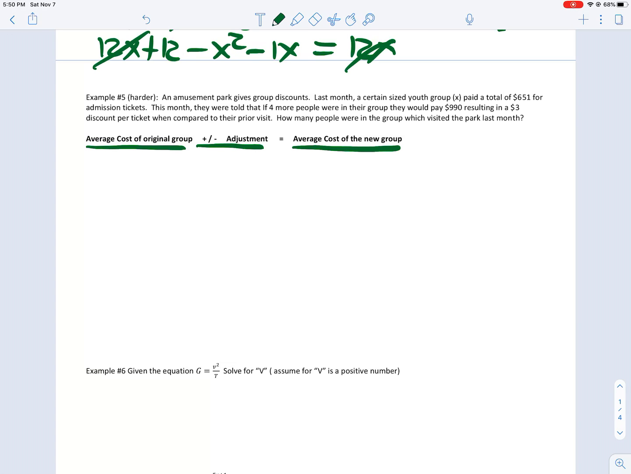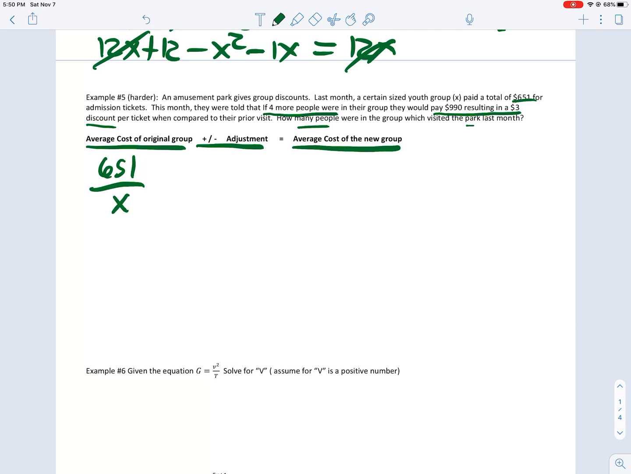This month, they were told if 4 more people were in their group, they would pay $9.90, resulting in a $3 discount. How many people were in the group that visited the park last month? So first off, how do you figure out how much each person paid the first time? Well, it's $651 divided by X number of people.